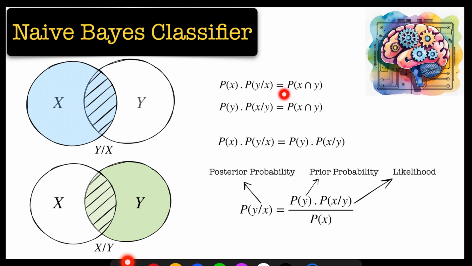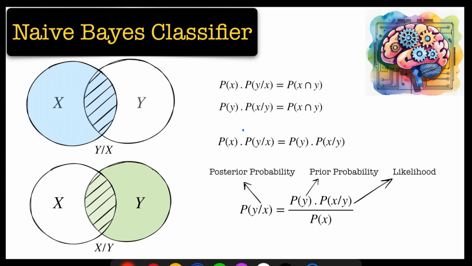Let's see a few calculations simply. Probability of X times probability of Y given X is equal to probability of X intersection Y. How does it happen? Probability of X, and given that X happened, what is the probability of Y given X? If we multiply these two, we get probability of X intersection Y. From here you see probability of Y times probability of X given Y. This is also probability of X intersection Y. So that means this one equals this one, right? So probability of X times probability of Y given X equals probability of Y times probability of X given Y.